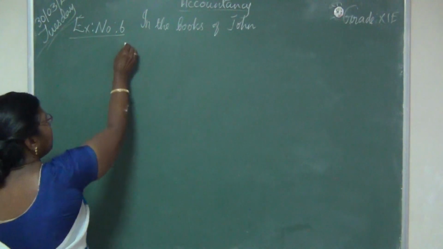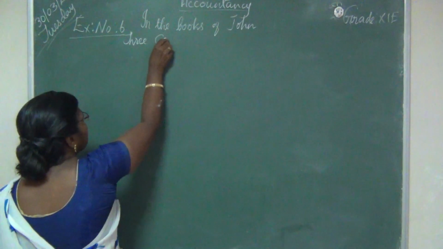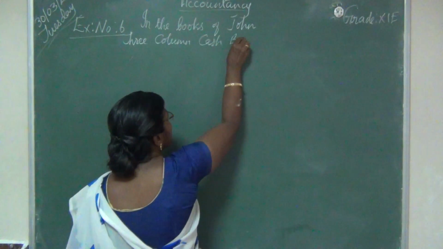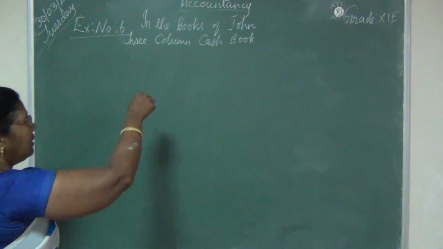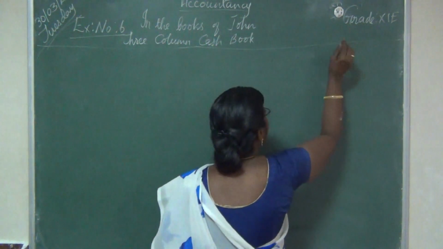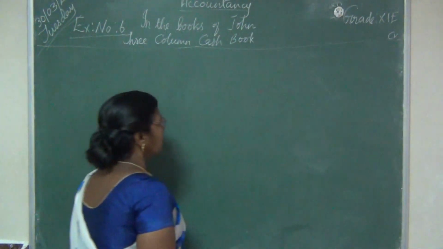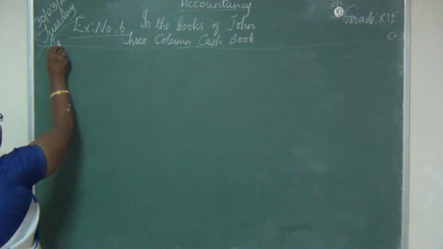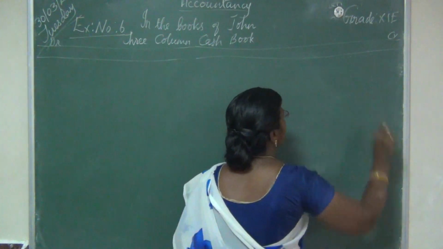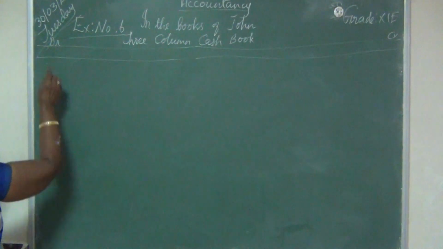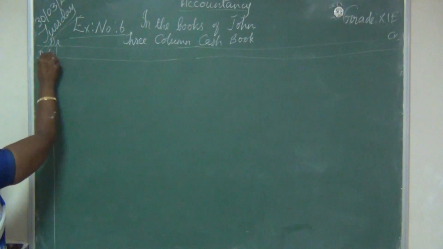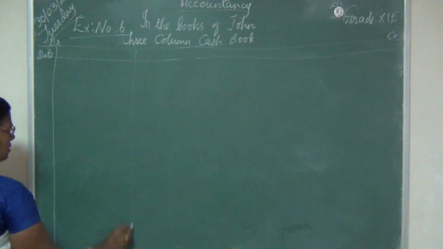Three-column cash book. Use both the pages and draw the line. Here, creditor, debtor, as we write for the ledger account. Now, start from the beginning. First column, date. The next one, particulars.